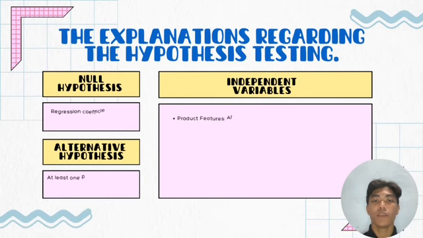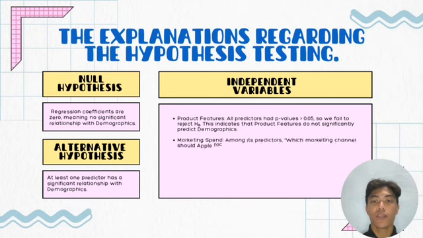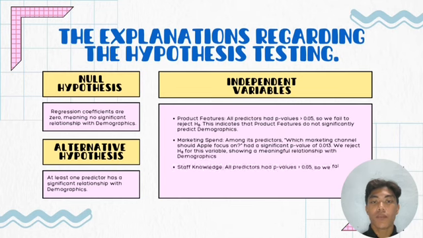Let's continue with the hypothesis testing results from our regression analysis of product features, marketing spend, and staff knowledge as predictors of demography. Null hypothesis: the regression coefficients for the independent variables are equal to 0, meaning there is no significant relationship with the demographic. Alternative hypothesis: at least one independent variable significantly predicts demography. Key findings. Product features: all predictors had p-values above 0.05, so we fail to reject. This indicates that product features do not significantly predict demographic.